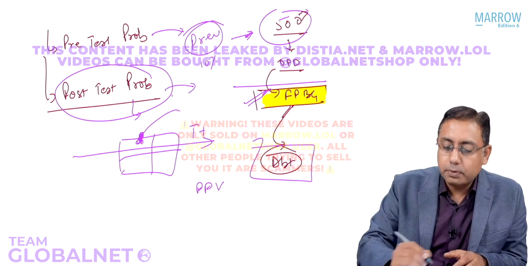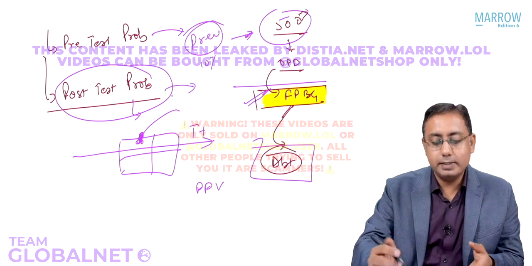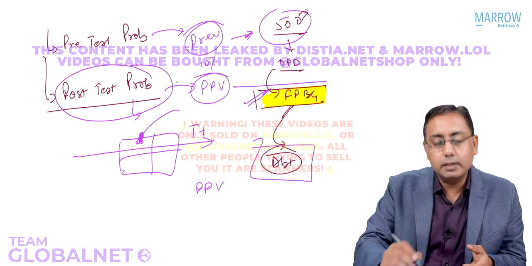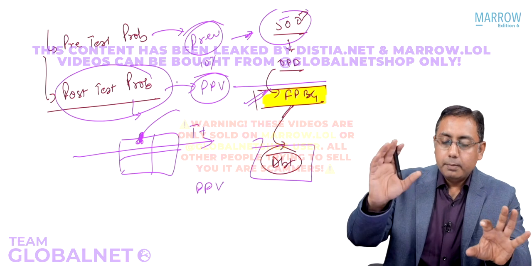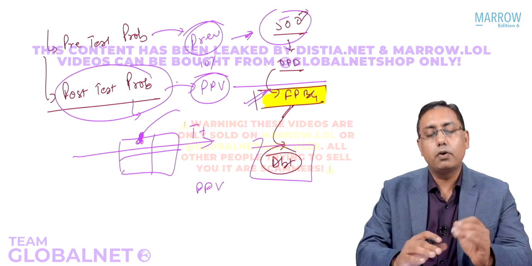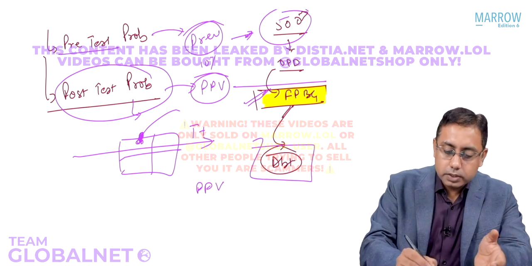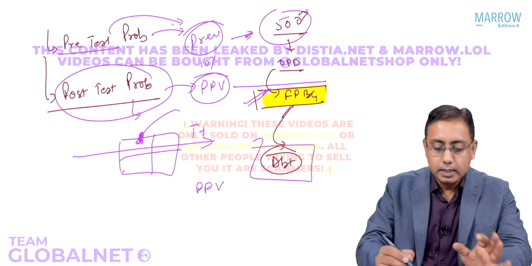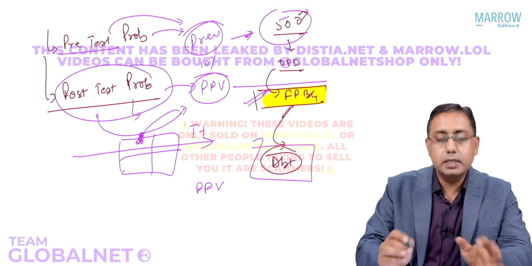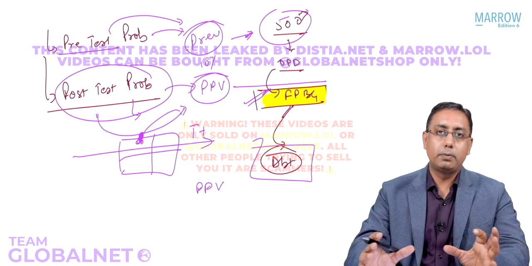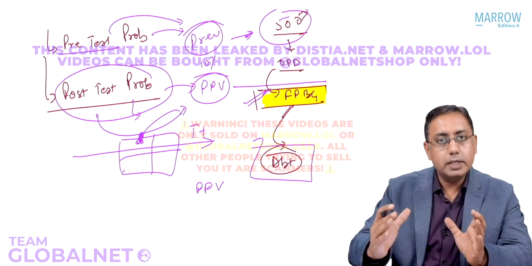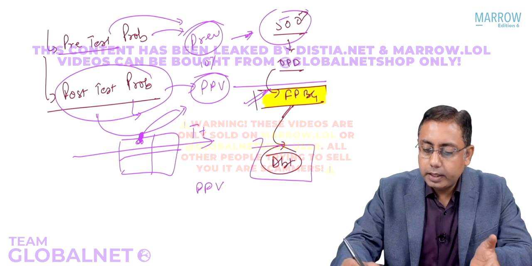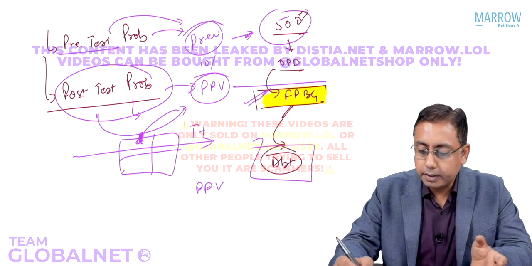So post-test probability, if we ask you sometime in the exam, just remember that it is nothing but the PPV. PPV is the post-test probability. Prevalence is the pre-test probability. Or in other words, pre-test odds is also related to prevalence. Post-test odds is related to post-test probability or the positive predictive value. If you understand this concept, now let me take you through a small MCQ.